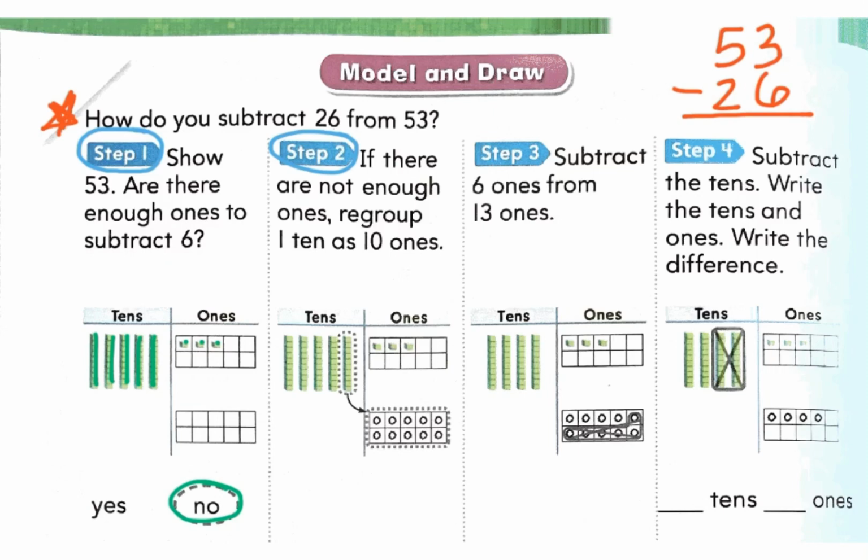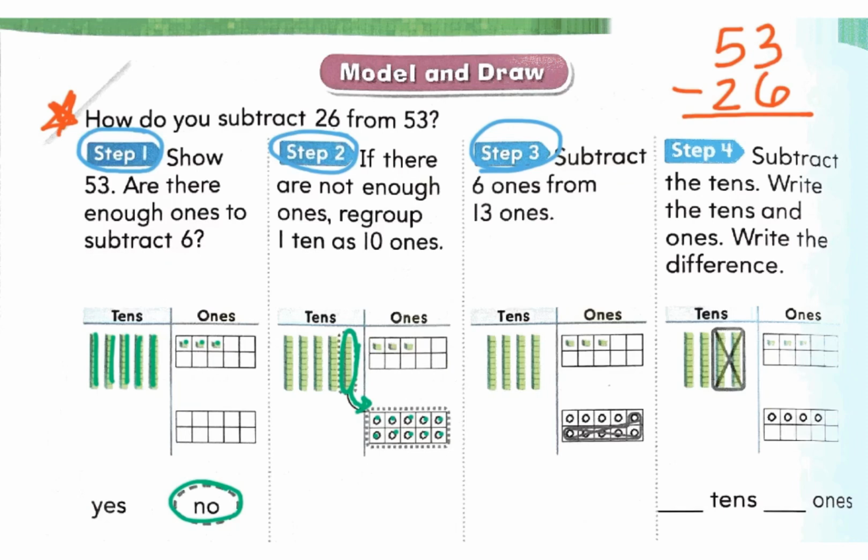Step 2. If there are not enough ones, regroup 1 ten as 10 ones. So now we are going to take 1 ten and trade it in for 10 ones. 1, 2, 3, 4, 5, 6, 7, 8, 9, 10. Good. Now let's go to step 3. It says subtract 6 ones from 13 ones.